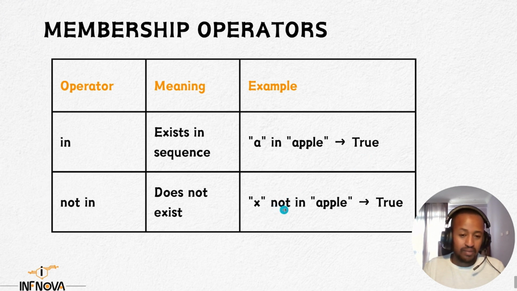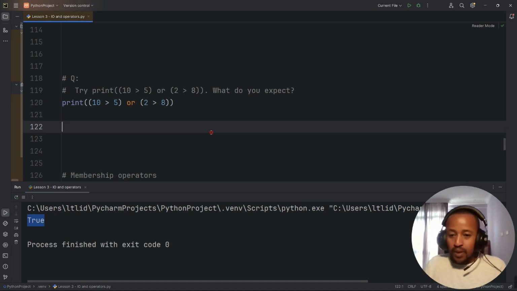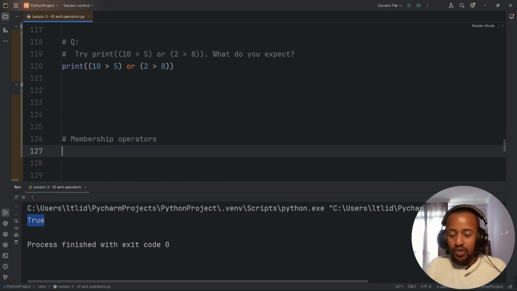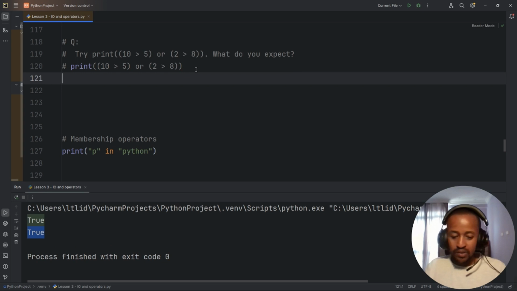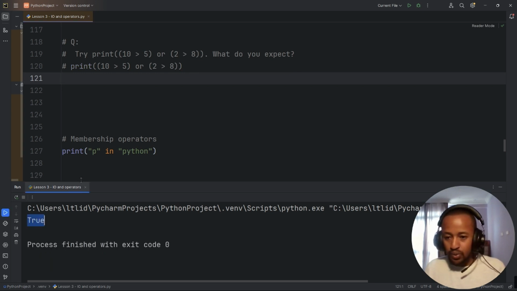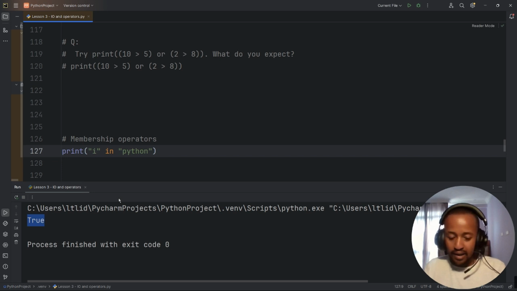X not in Apple is also true. Not in shows that it does not exist. Let's check, print key in Python. If you run this, this is true. This one is for the previous one. So this is true. And if I say I in Python, that is going to be false because it does not exist.